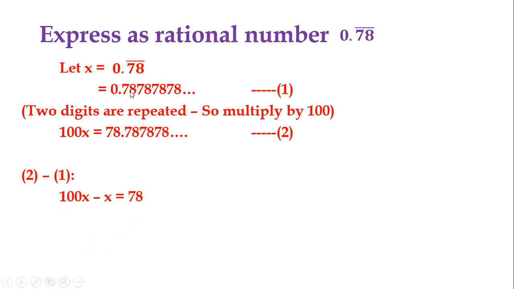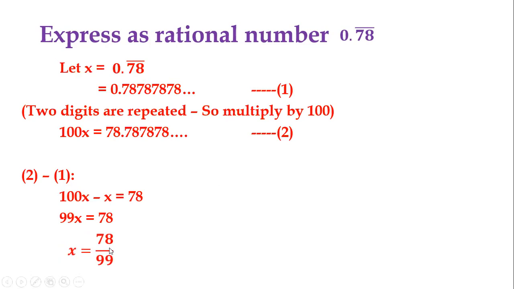Because after the decimal point, whatever numbers we have are repeated digits, so they will get cancelled. 78, 78, 78 will get cancelled. So we will have on the right side 78 minus 0, which is only 78 now. So 100x minus x is nothing but 99x equal to 78. I am going to divide by 99 on both sides. So x is equal to 78 by 99.